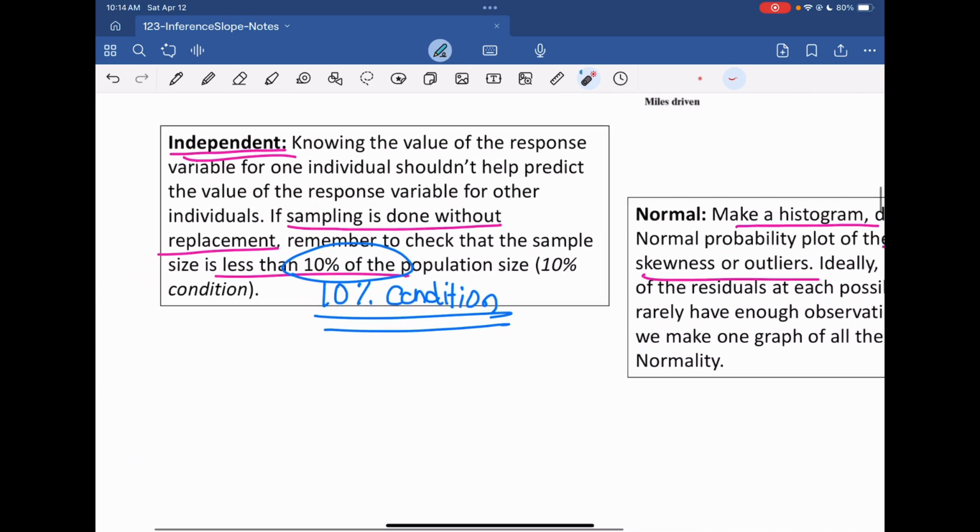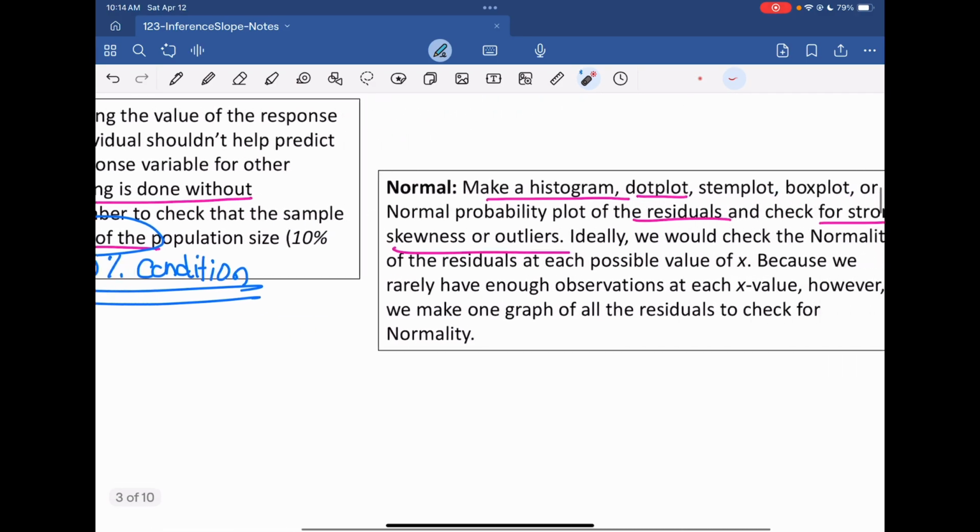Independent is our 10% condition if sampling is done without replacement. You can also say knowing the value of the response variable for one individual shouldn't help predict the value of the response variable for another individual. But if it is sampling done without replacement, you do the 10% condition.